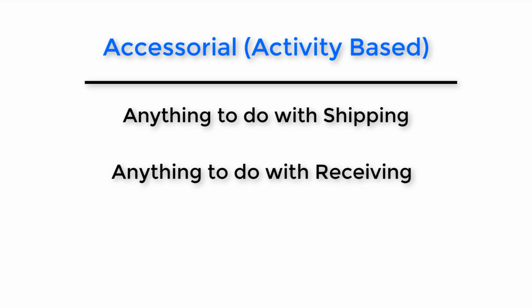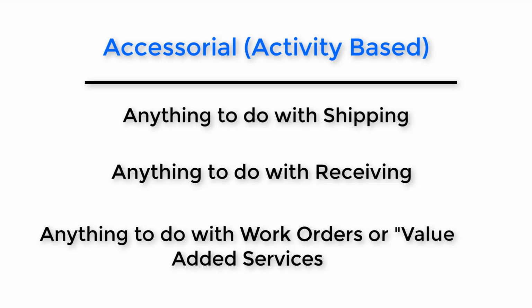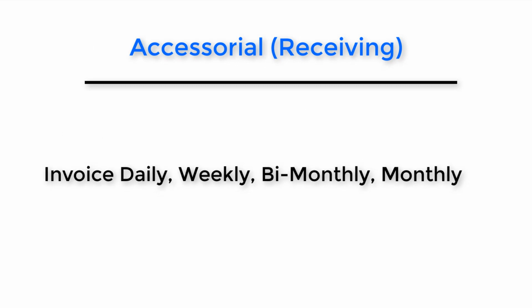Alright, now we can discuss Accessorial. For Accessorial, there are basically three types: anything to do with shipping, anything to do with receiving, and anything that is not shipping or receiving, which is essentially work orders or value-added services. With Accessorial, you can invoice at any time. Daily, weekly, bi-monthly, or monthly, whichever you choose. We recommend invoicing weekly for receiving for better cash flow management. Then, at the end of the month, invoice for renewal storage, anything to do with shipping, and work orders.